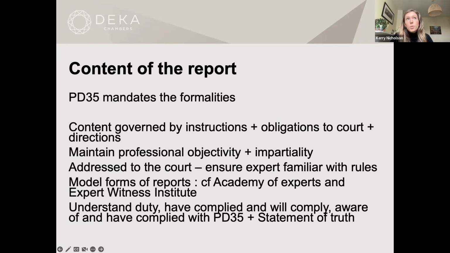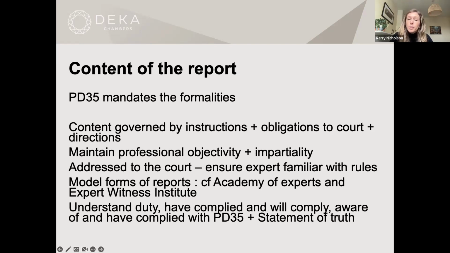In terms of the content of the report, Practice Direction 35 mandates the formalities. The content is going to be governed by a combination of the expert's specific instructions, their obligations to the court, and any directions that the court has given. It's really important that the report is addressed to the court and not the party that has instructed them. In terms of format and content, the Academy of Experts and the Expert Witness Institute both have model forms of report that are really helpful in complying with the various requirements, as well as presenting the report in a judge-friendly format that makes the expert's evidence accessible to the tribunal it's aimed at.